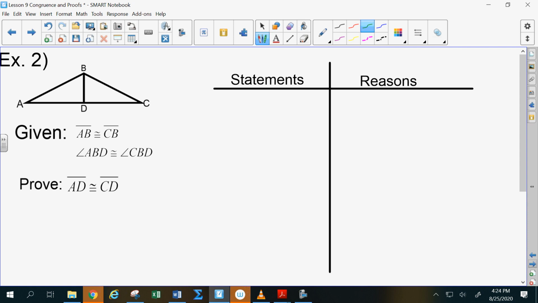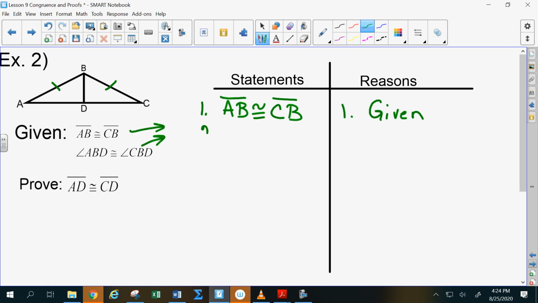So I am going to begin by labeling on my picture, AB is congruent to CB, and I need to write those given statements in my proof. So AB is congruent to CB, line over it because it's a line segment, and my reason is given. I want the numbers on both sides because sometimes your columns get where they aren't really matched up real nicely, and it will make it much easier for me to see and grade if you put the numbers in both columns, not just the left one.